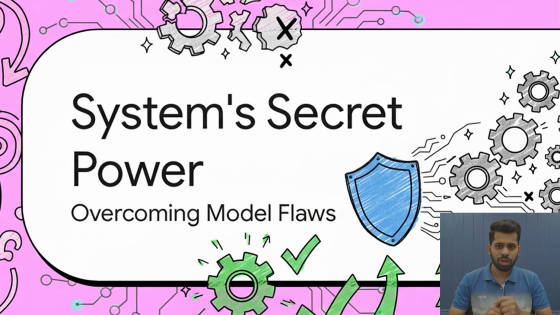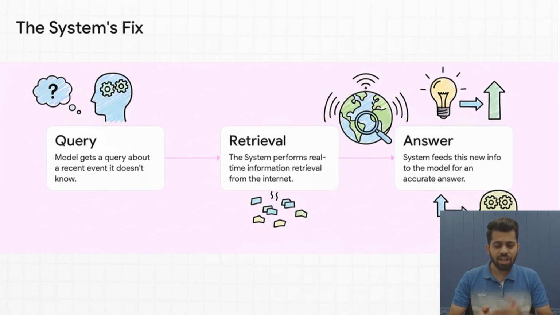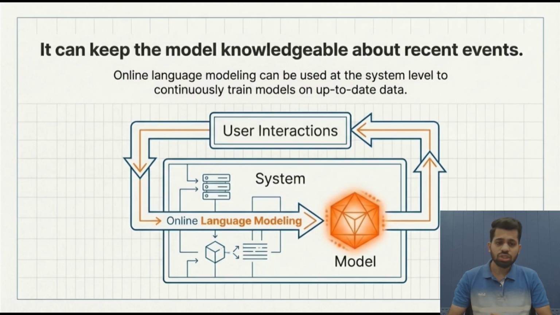Here is something important. The system level can actually mitigate known limitations of the model. Since many models are trained on historical data with a specific cutoff date, the system can be enhanced with functionality for real-time information retrieval to improve accuracy. There is also something called online language modeling that can be used at the system level to continuously train models on up-to-date data, ensuring they are knowledgeable about recent events.